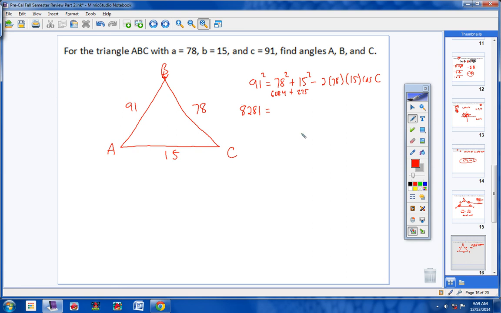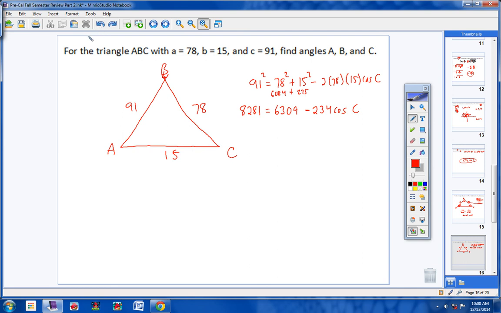And I'm going to get 6,309. And then negative times a positive would be negative. 2 times 78 times 15 is going to be 2,340. Now a lot of students here, when they're solving for this angle, like to move both of these numbers over. Please don't do that. This is one term right here. They have to stick together. They're multiplying. However, I can move this over and make it negative, okay? So that's what I'm going to do.